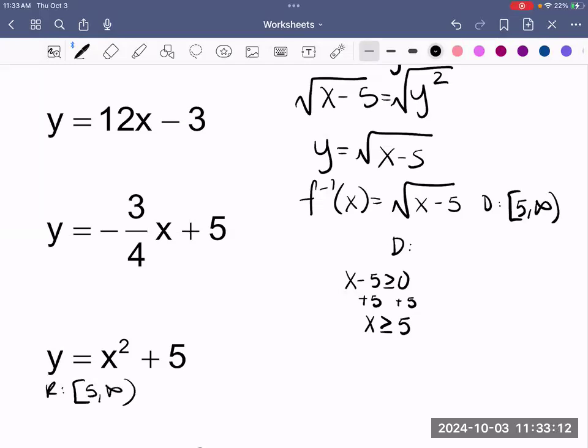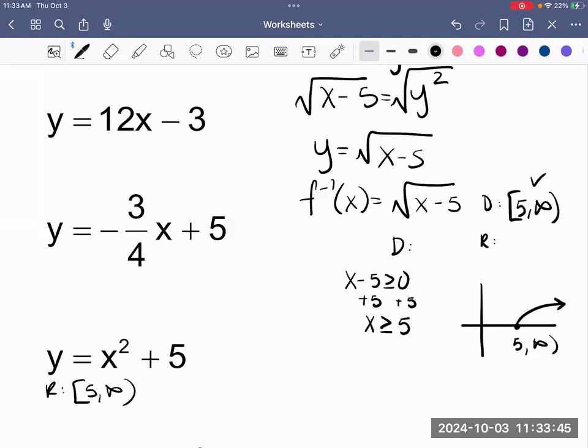And your domain here would have had to have been capped off, right? So for this one, your range of this function, depending on your familiarity with the square root graph and your translation, this graph would have just been moved over to the right by 5. So your domain of this graph should go from 5 to infinity, as it does here.